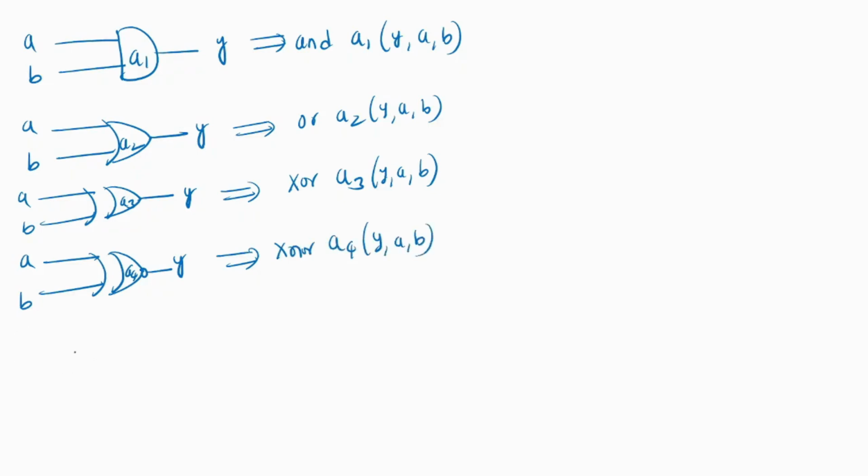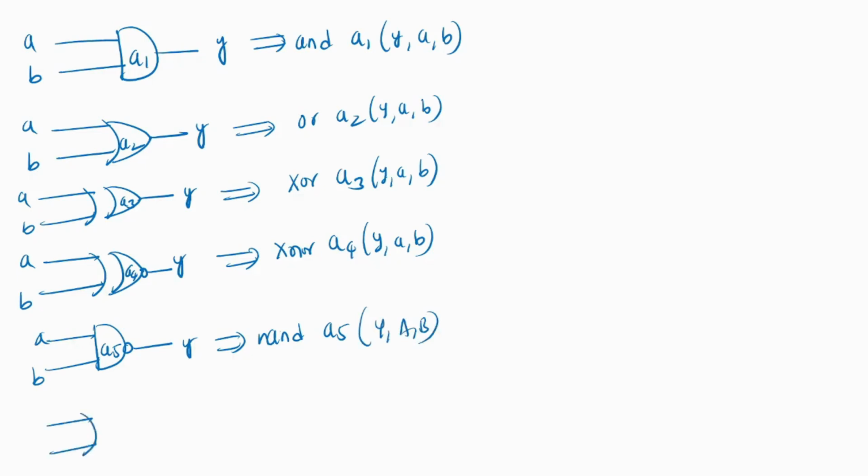Next, the NAND gate with A, B and output Y. You are using the gate level primitive NAND, followed by the gate level instance. Let us take the gate level instance as A5. So output Y comma A comma B, output followed by input. Similarly, the NOR gate with A, B and output Y: NOR followed by A6 Y comma A comma B. And next you have buff if 0 and buff if 1.